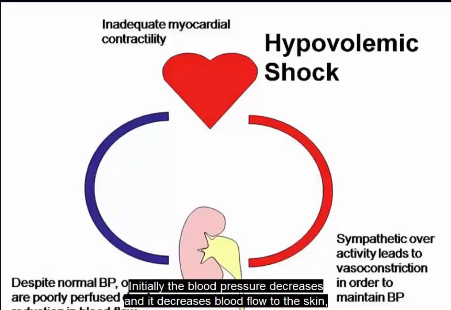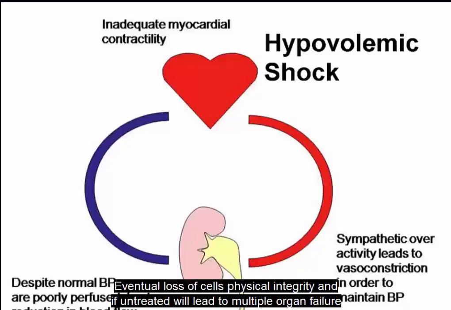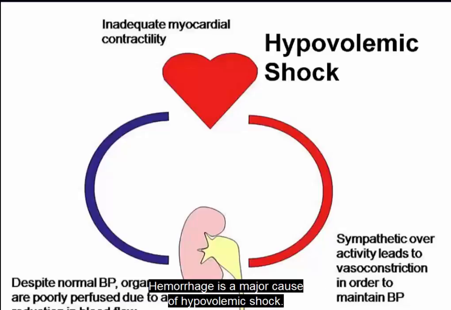Hypovolemic shock. Initially, the blood pressure decreases, and it decreases blood flow to the skin, skeletal muscles, kidneys, and abdominal organs. Eventual loss of cells' physical integrity, if untreated, will lead to multiple organ failure and death. It is caused by a decrease in intravascular volume of 15% or more. Hemorrhage is a major cause of hypovolemic shock.